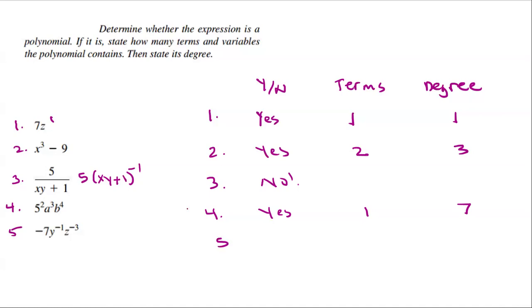Okay, how about number 5? Is that one a polynomial? Yes or no? No, right? This one's not a polynomial because it has a negative power. It can only be a natural number, right? 1 through whatever. Can't have a negative in there. Okay, so this one's no. Okay. All right, any questions here?